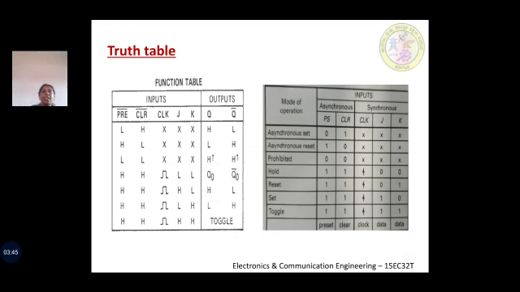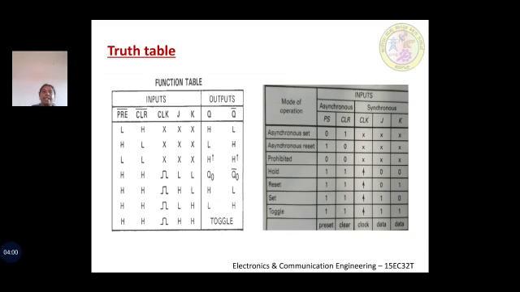Second case, when preset is high and clear is low, what happens? Irrelevant of the inputs J, K and clock, Q will be compulsorily low and Q bar will be compulsorily high, that is Q is 0 and Q bar is 1, and this is known as asynchronous reset.